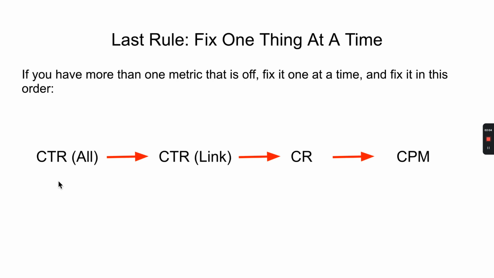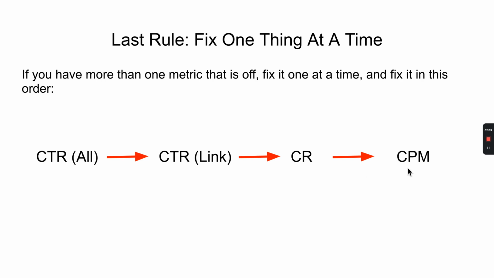Also, there is a specific order in fixing your metrics, and it's in this order right here. If you have issues, you're first going to start with your CTR. If that has issues, you're going to fix that first. If it's fine, then you're going to move on to your link click-through rate. If that has issues, you're going to fix it and you're going to wait. But if that one's fine, you're going to go to your conversion rate. You're going to fix that, and again, you're going to wait.